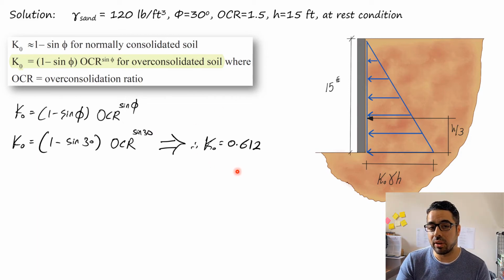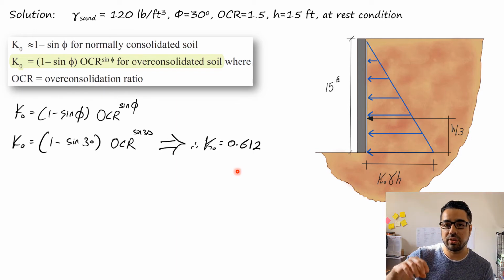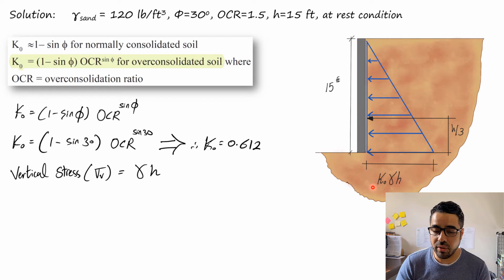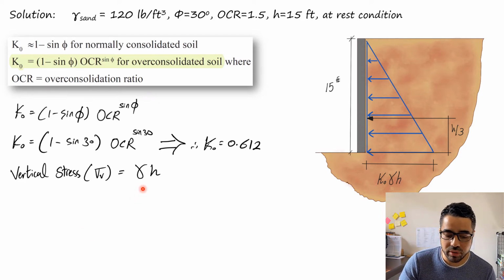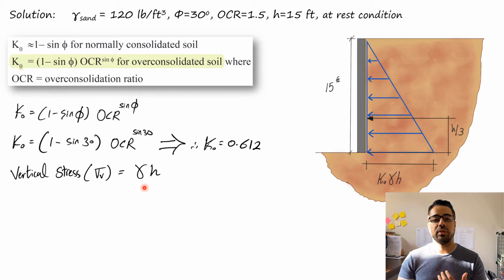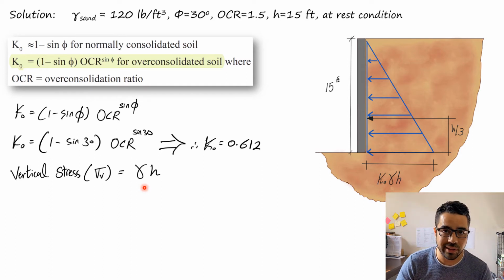So what is K naught in general? K naught is a coefficient that converts the vertical stresses to horizontal stresses. Gamma H is a vertical stress. You multiply it by K naught, and it becomes a horizontal stress. So we now find the vertical stress, which is basically density times depth. The density, please pay attention: always, always, always use effective density, not the total. But since we don't have water here, the total is the same as the effective.